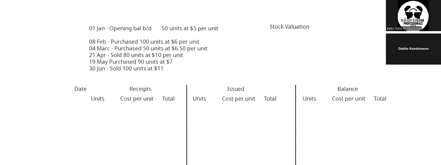FIFO stands for first in, first out. So the first set of goods to come into the company is the first set of goods to go out of the company. And I'll show you what that means. LIFO means last in, first out. And AVCO means average cost, right?